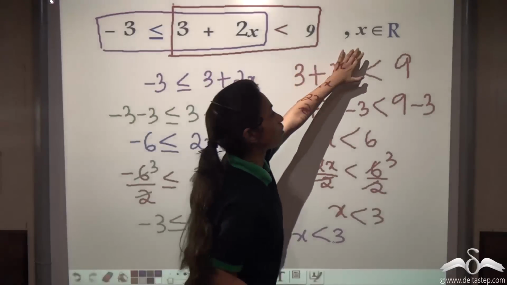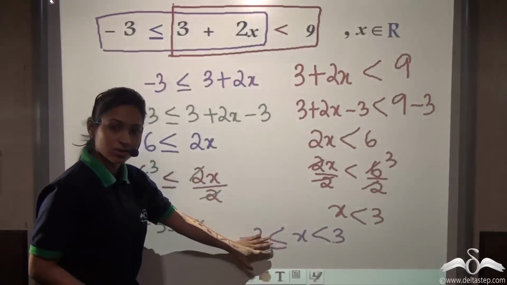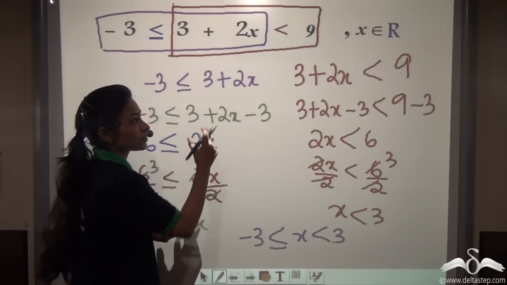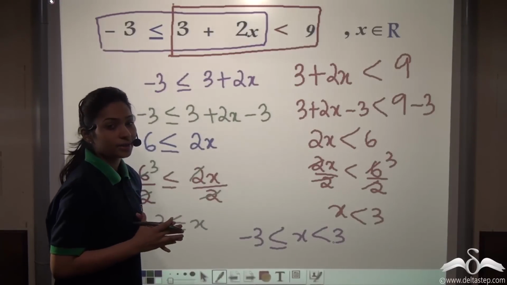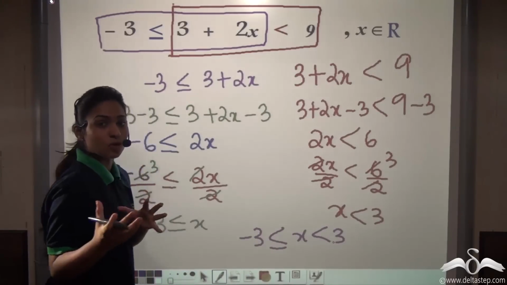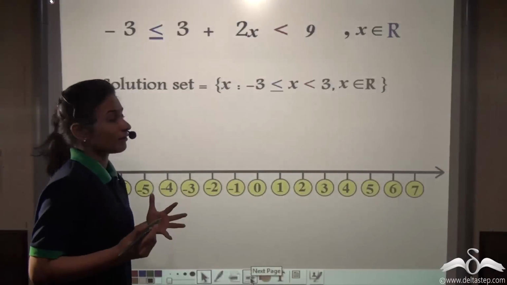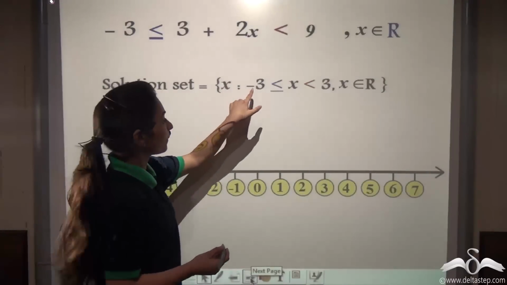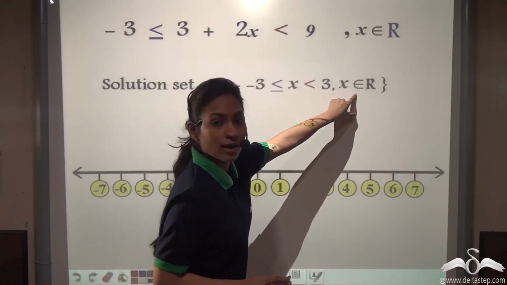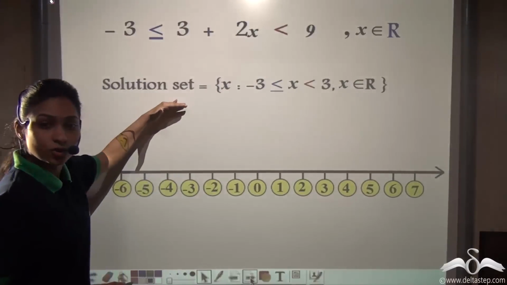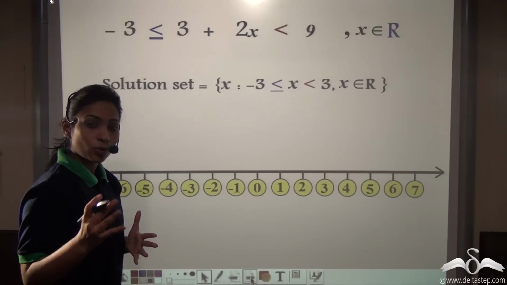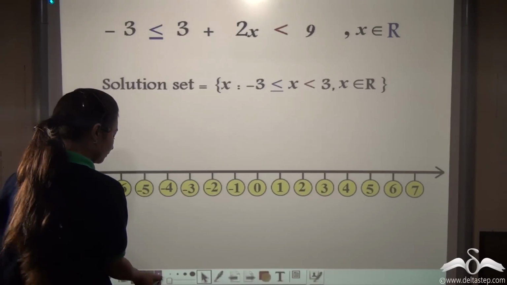But here x belongs to real numbers. So we cannot write this in roster form. You cannot write that x is minus 2, minus 1, 0, 1, 2 like this, because x is real numbers. So how will you write it? We will write it in set builder form so that we can represent this as x belongs to real numbers. So we will write it as x such that minus 3 is less than or equal to x less than 3 and x belongs to R, that is real numbers. So this is the solution set for this inequation. So how will you plot this on a number line? You know how to plot solution sets on a number line?